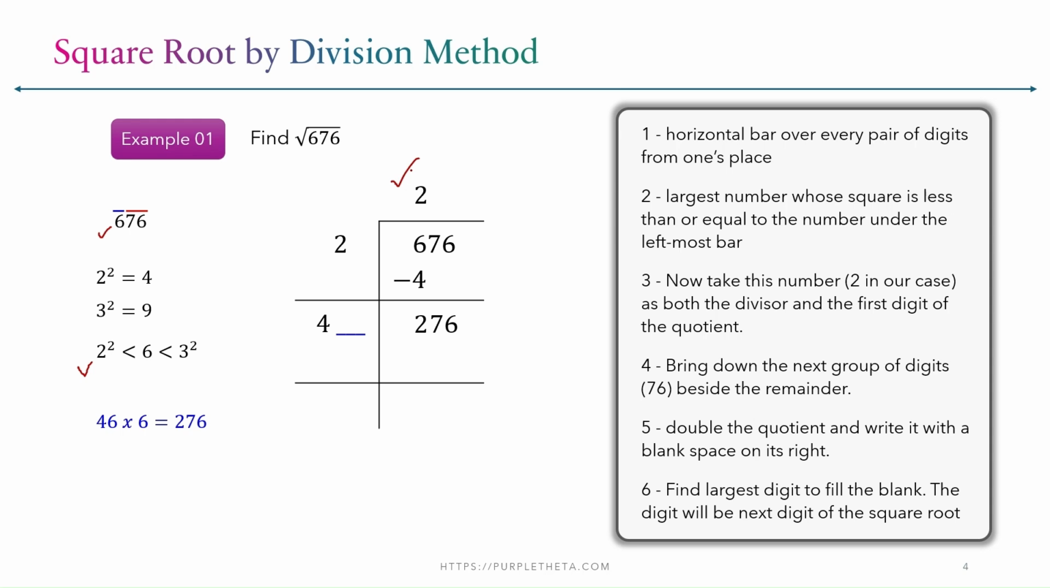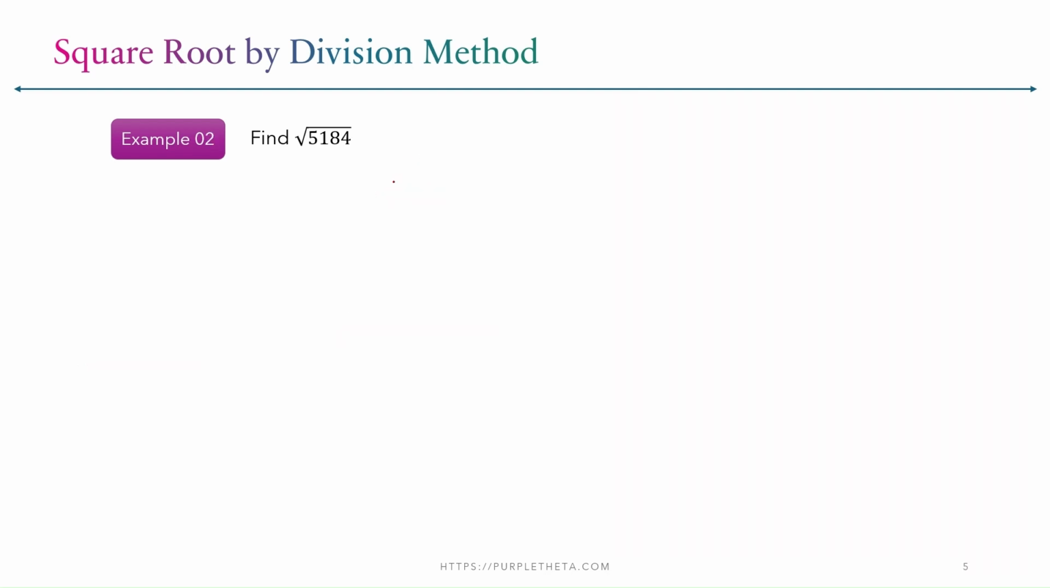So at the blank space we have 6, and after 2 also at the quotient we will have 6. So 46 multiplied by 6 is 276. We need to subtract 276, and since the remainder is 0 and no digits are left, therefore the square root of 676 is 26, right?